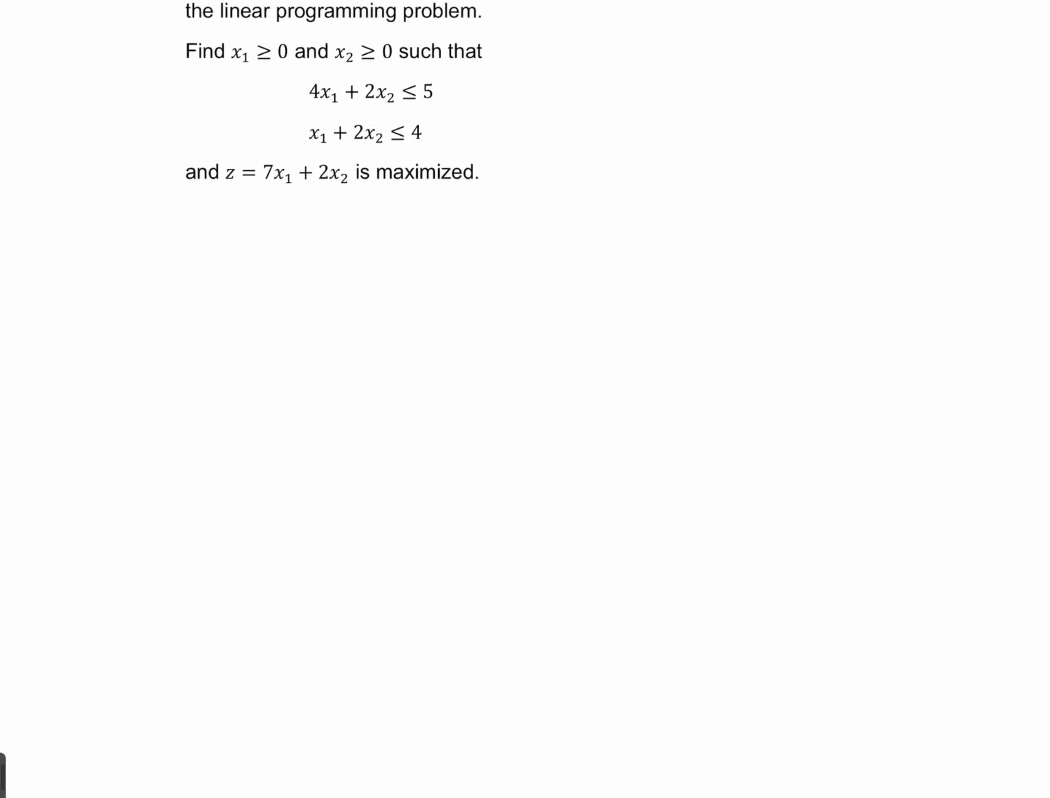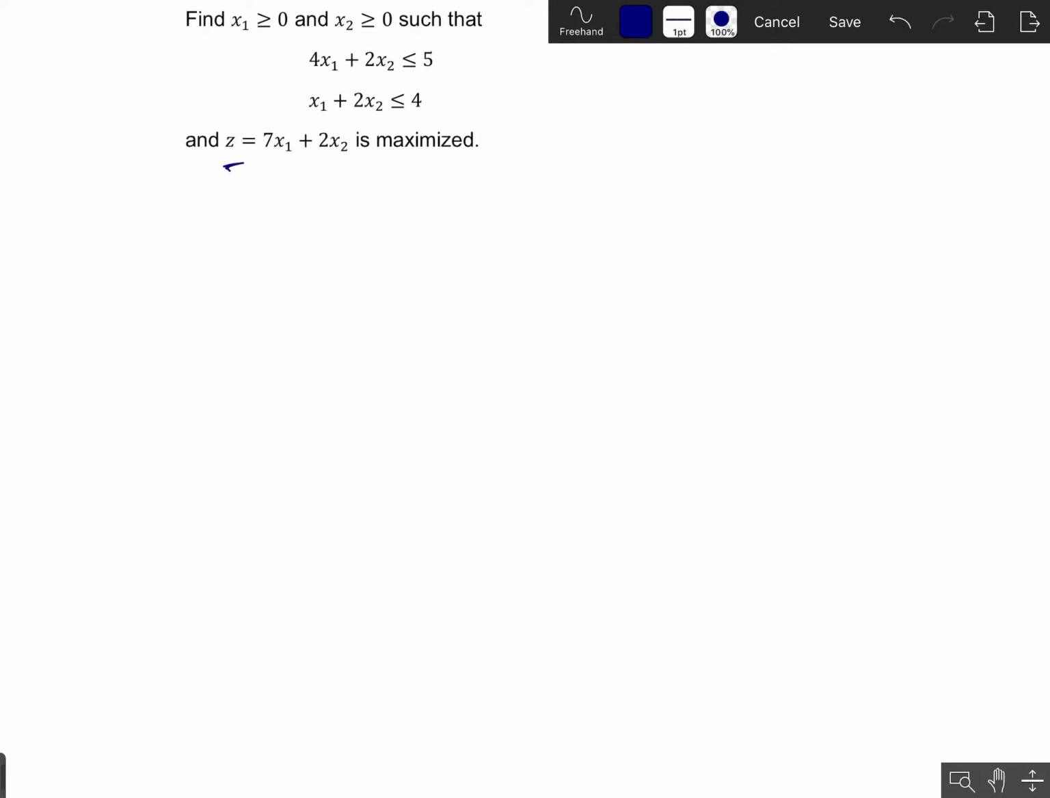So last week we started our linear programming unit, and we were looking at problems like this. So we wanted to find the values of x1 and x2, which were non-negative, that satisfied some constraints and that maximized a certain quantity. So typically we're going to write z for the thing that we want to maximize, and we'll have some set of constraints that we need to be following.